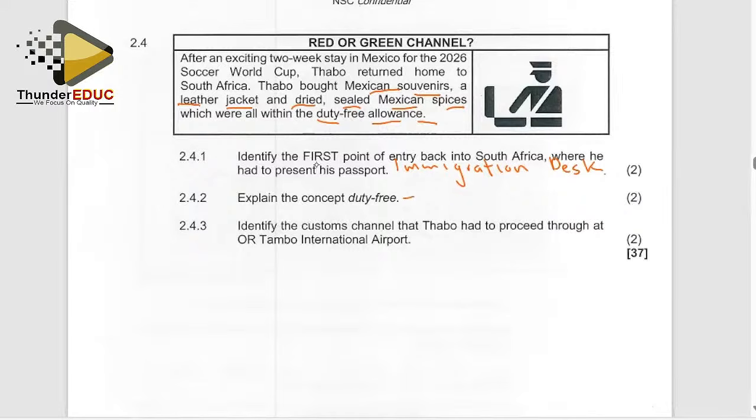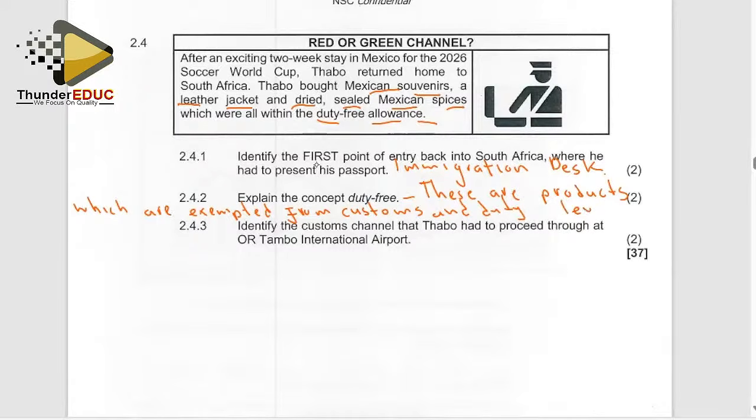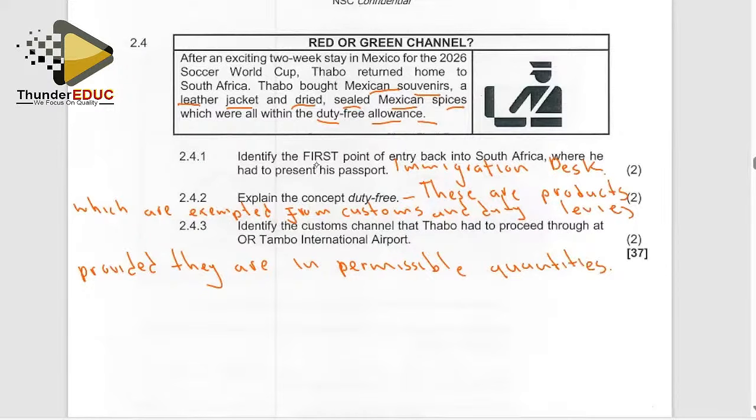So explain the concept of duty-free. These are products which are exempted from customs and duty levies, provided they are in reasonable or in permissible quantities. Let me use the word permissible quantities. As long as they are in permissible quantities, you do not pay duty for them. All right, so that is duty-free.